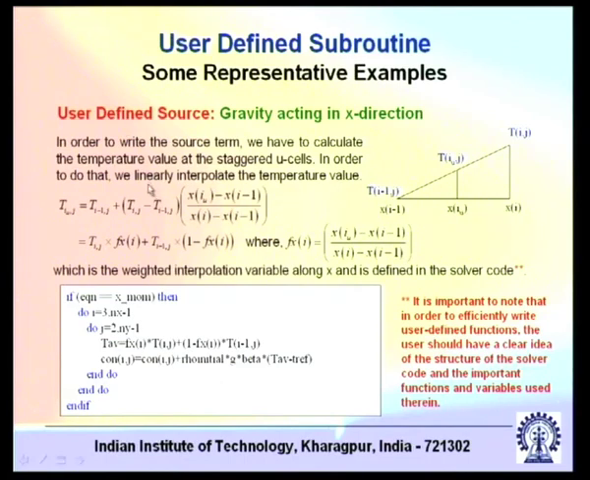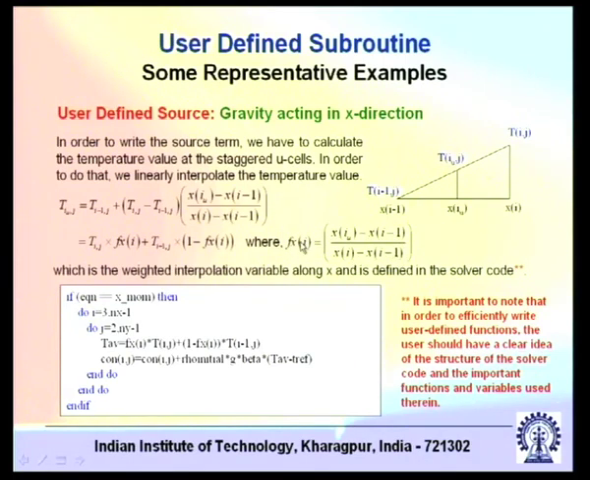So for example, we can linearly interpolate the temperature. That is what we are schematically showing here. You have x_{i-1} and x_i, and we require to interpolate at x_iu, that is the staggered location, and we require to find out what is T_iu,j. For that we are using this linear interpolation formula, with a term fx, which is (x_iu minus x_{i-1}) by (x_i minus x_{i-1}).